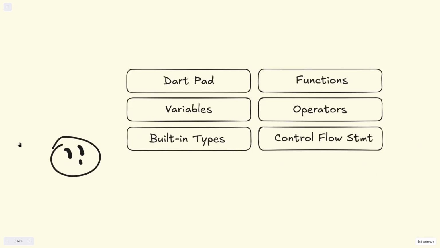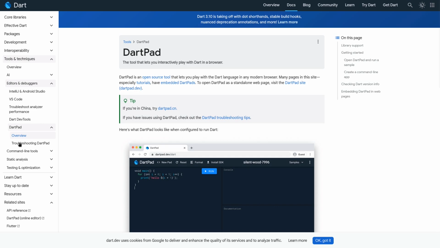We have a lot to cover: variables, functions, control flow, and eventually advanced functional programming. But everything starts here, in the first box, DartPad.